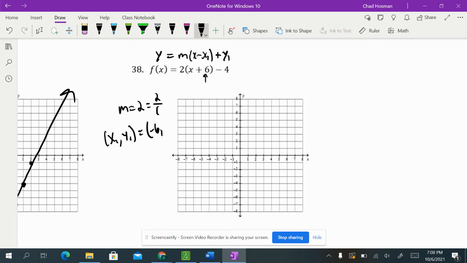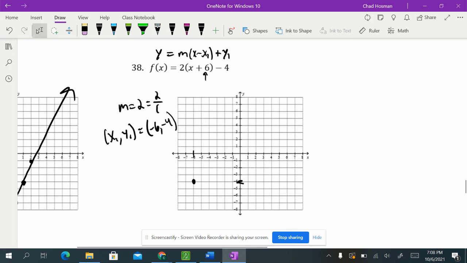And then y1 is negative 4, right? Because it switches signs as well. It goes from plus y1 to minus 4. So we're going to have a point at negative 6, comma negative 4, which is way over here, right? Negative 6 in the x, negative 4 in the y. Then it's going up 1, 2 over 1. Up 1, 2 over 1. So we should get a line that looks like this.